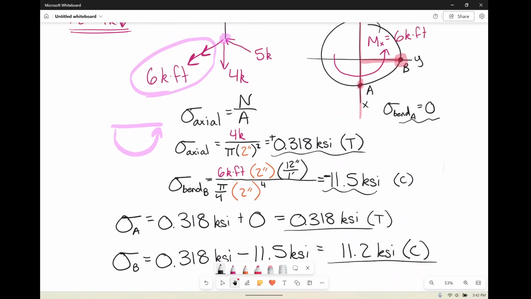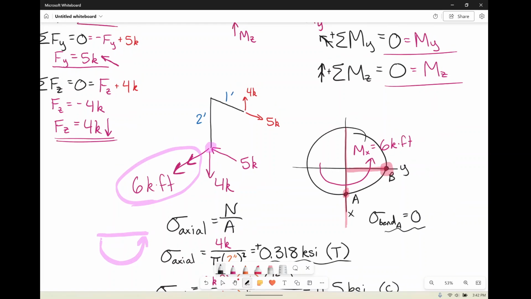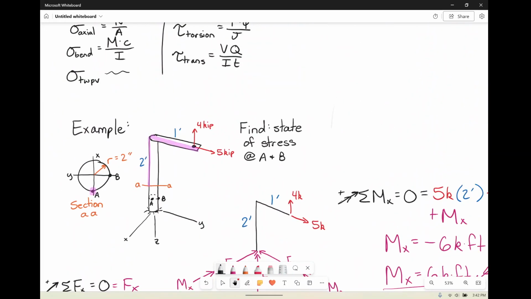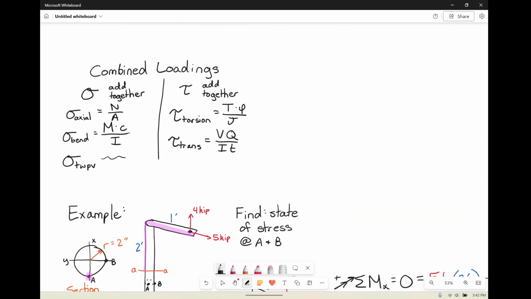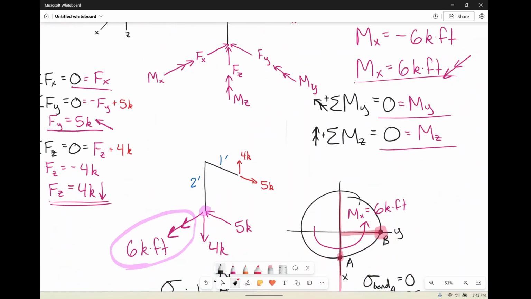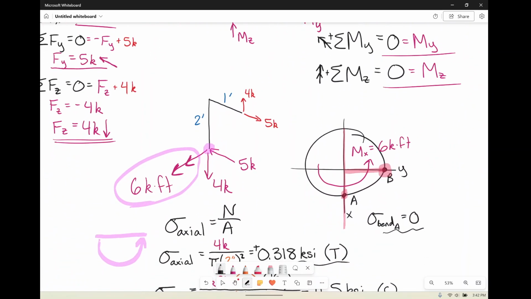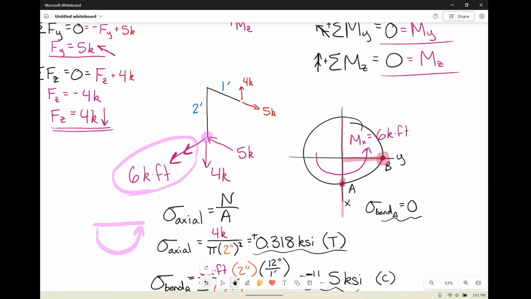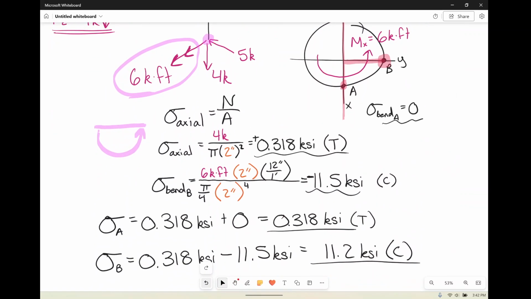Now let's talk about our shear stresses. But remember, for shear stresses, we only have two equations going all the way up here at the top. We have torsion and we have transverse. Torsion requires moment. However, our moment is not creating twisting or rotating of this dude, right? You have to be rotating him in order to have torsion, and that would be a moment in the z, but as you recall, our moment in the z was 0. So we're not actually going to have torsion.